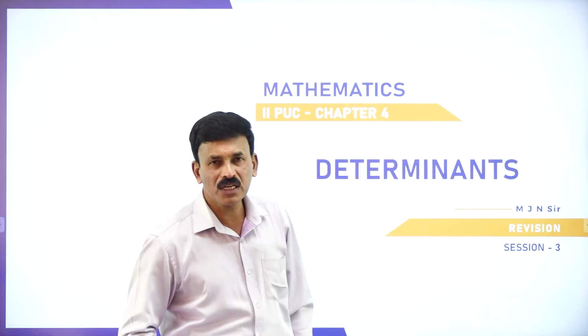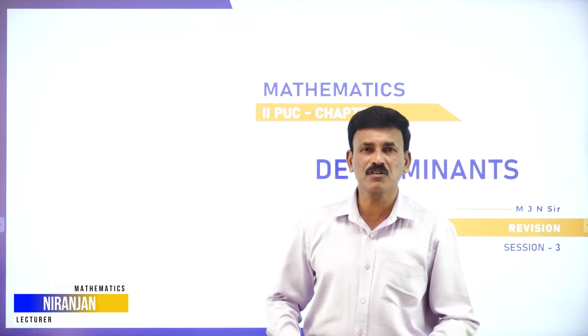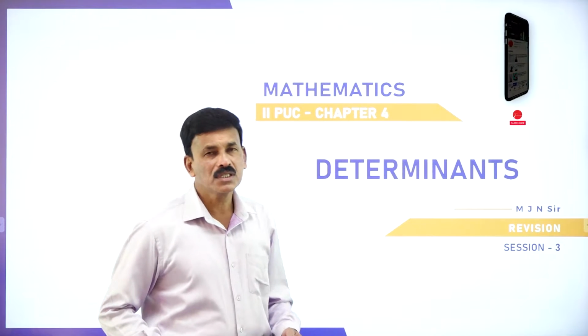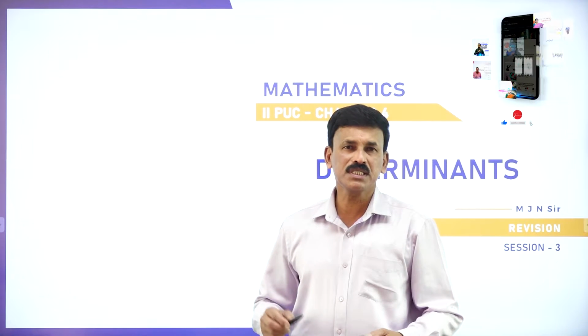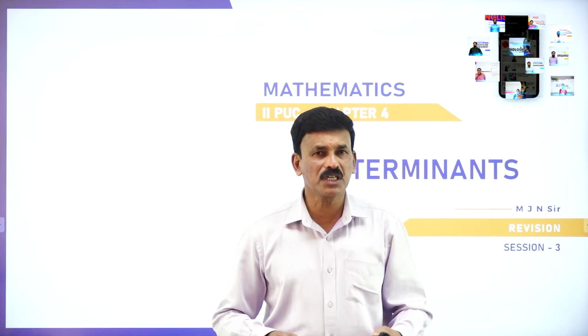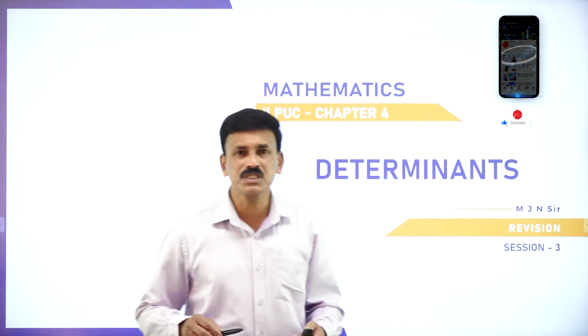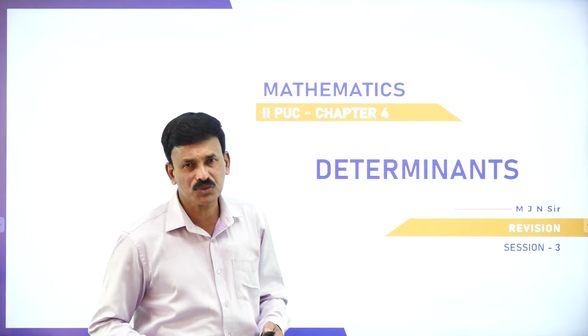Hello dear students, welcome to this session of mathematics class. I am Mr. Niranjan, faculty, Department of Mathematics, Vidhyaashram PU College, the Temple of Excellence. In my previous class, we discussed the properties of determinants and the problems based on properties of determinants for 4 marks. Today also I am going to take a few more problems on properties of determinants and then adjoint and cofactor and inverse of a square matrix.